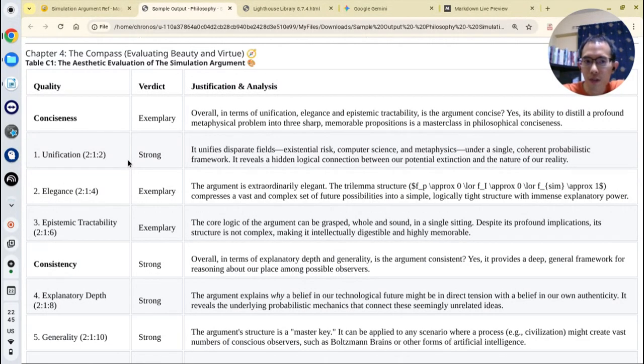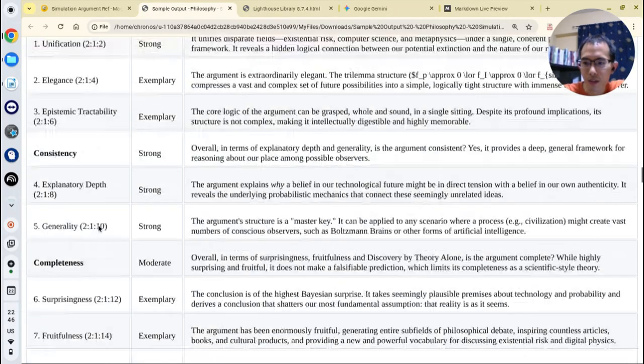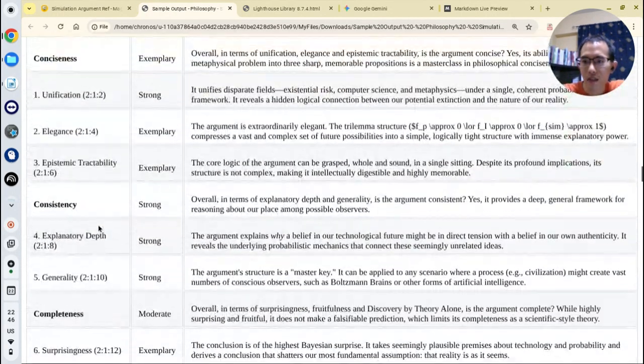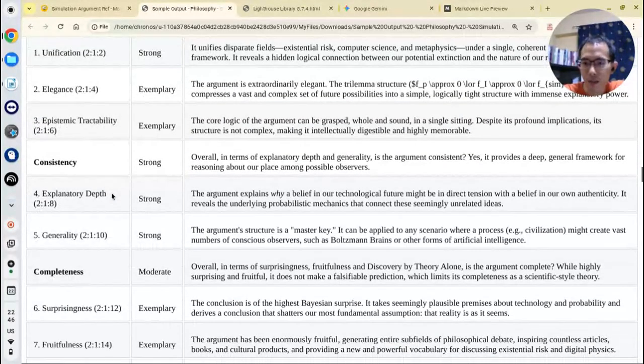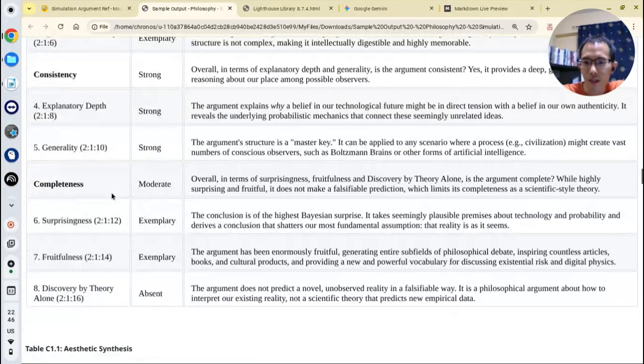Beauty is understood in terms of 8 qualities of beauty that I got from Daniel Waxman's paper, Is Mathematics Unreasonably Effective, in which he lists them: whether it is concise, consistent, and complete; whether it's unified, elegant, easy to understand; does it explain things well; is it general; is it surprising, fruitful; does it discover things without experiment, but in principle can later be verified by experiment?